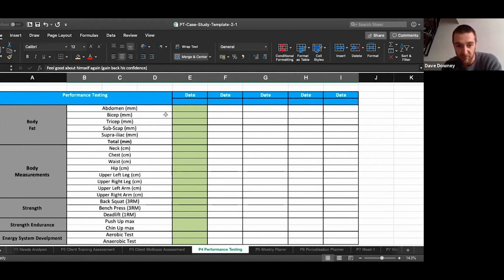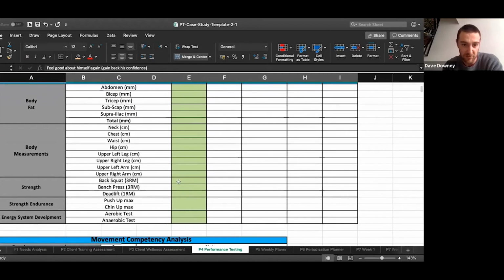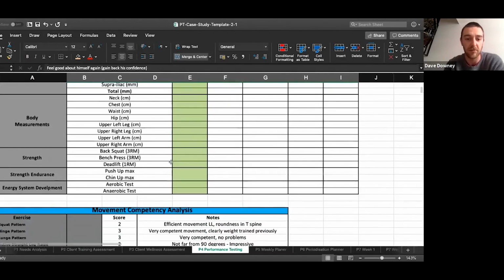I skipped these measurements here because we won't be doing 3 rep max testing, and I don't have the measurements there for that. So we'll move forward on that.